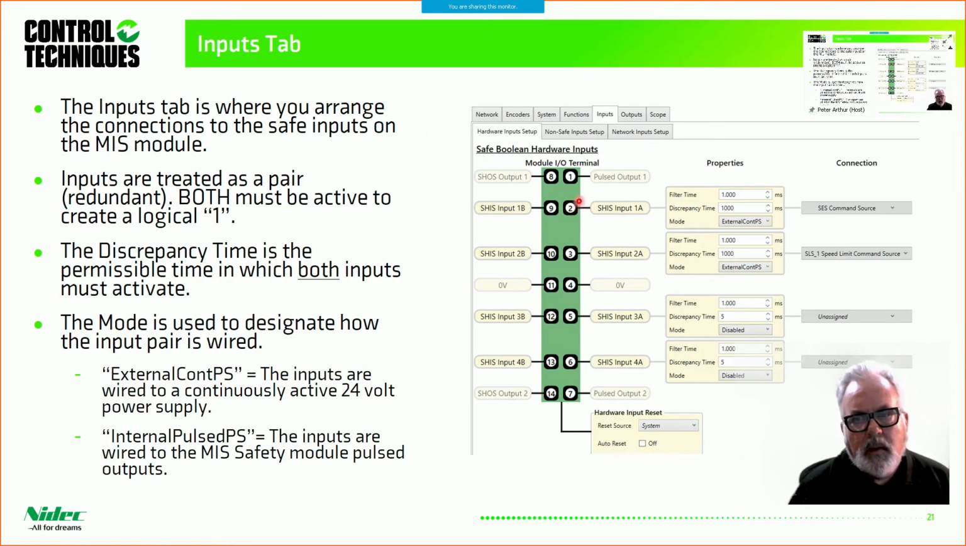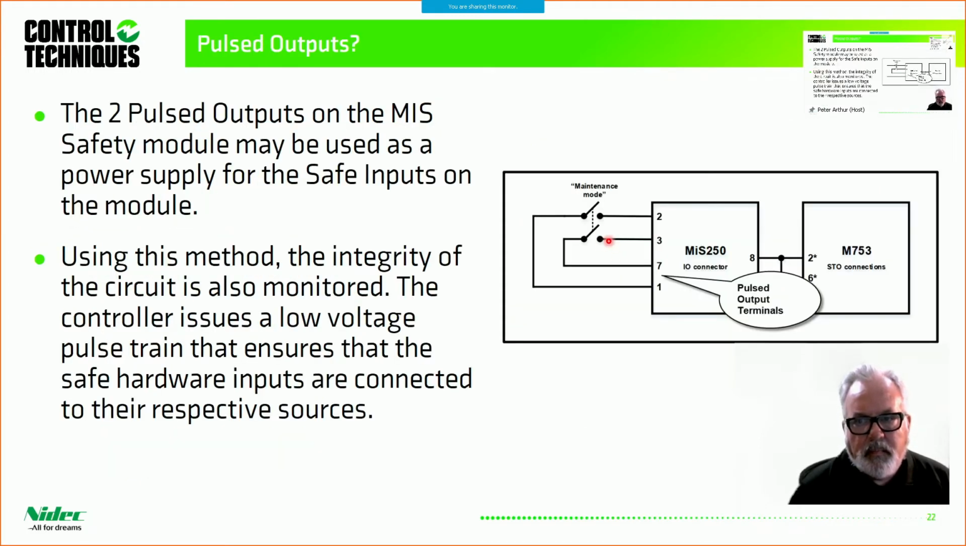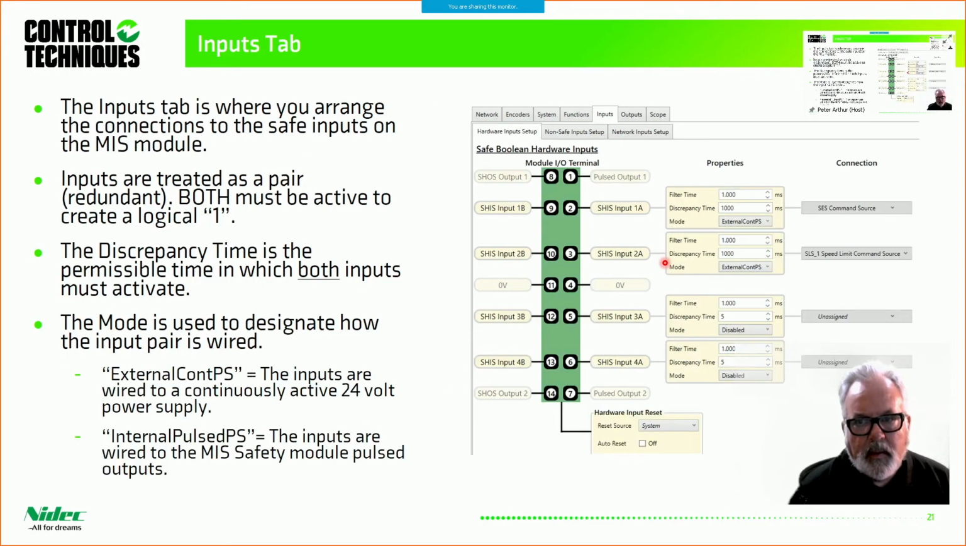Terminal 2 and 3, those are my inputs to safe input 1A and 2A. But then the power would come from terminal 7 and 1, which are pulsed output 1 and pulsed output 2. That's actually probably a better idea, just because of the additional checking that's performed.